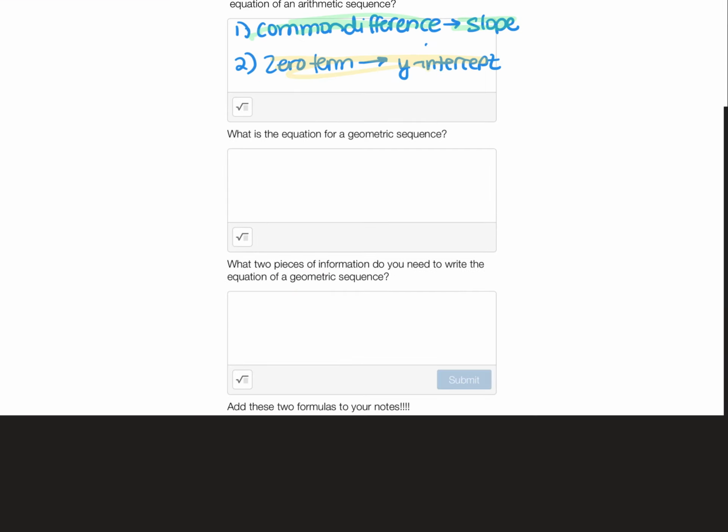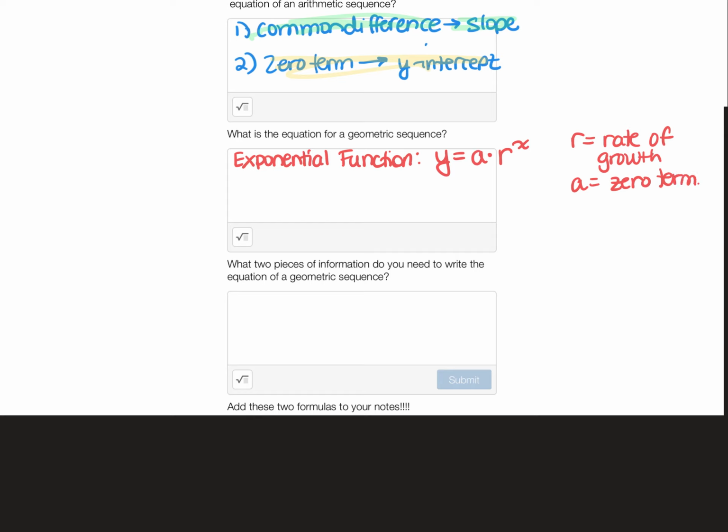Okay, so now let's talk about a geometric sequence. Remember, a geometric sequence is just the same thing as an exponential type of equation. If we have an exponential function, you've probably seen that written as y equals a times r to the x. Just to define a couple of things, r is your common ratio or your rate of growth. A is, again, your zero term. That's our exponential function.